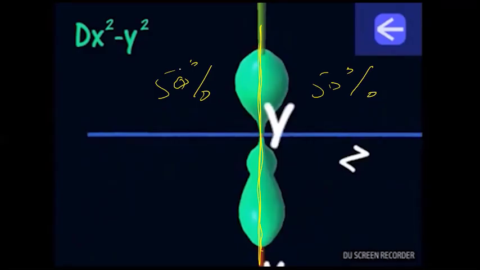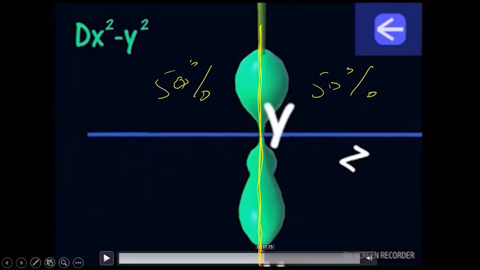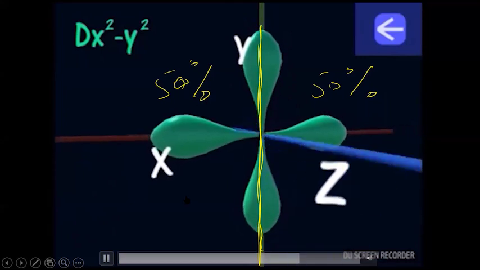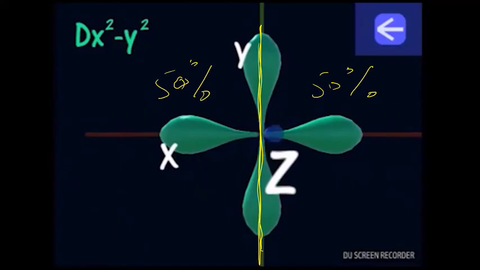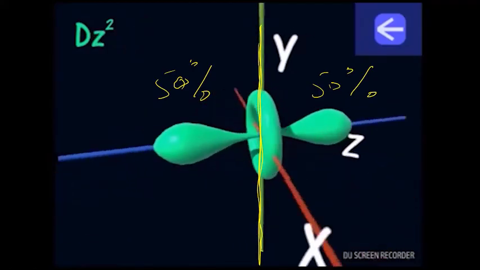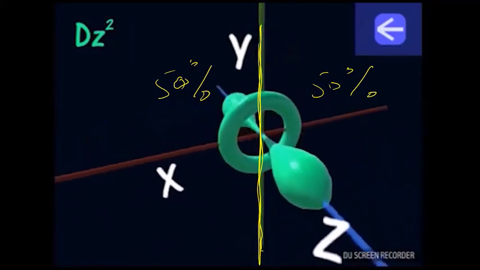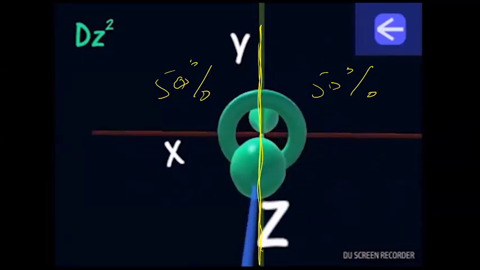Yes, sir. And this is really a good question. It has appeared in JEE, this question is from JEE previous years. And if we continue, for example, dz square is along the z-axis, and again in the plane the density is zero, because on a plane density will not be there. Either it will be on the left hand side or right hand side in all cases.